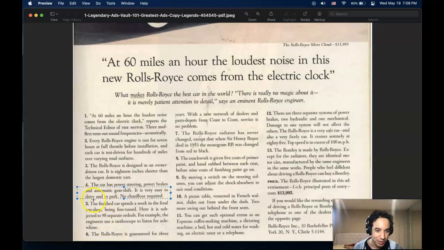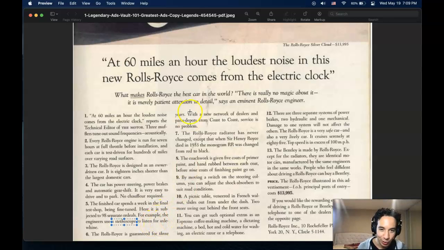All right, we just gotta spend a week being fine-tuned, subjected to 98 separate ordeals, not 99, not 97, a 98. And we even use a stethoscope to listen for axle whine. I don't even know what axle whine is, but if you're using a stethoscope to play doctor with the Rolls Royce, this is very serious stuff, because the reference is that it's so quiet. If you're playing doctor with a Rolls Royce, I give it some credibility.